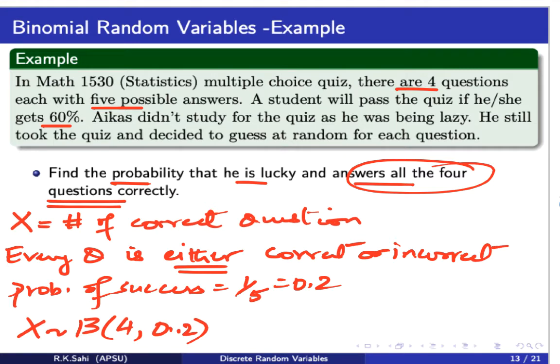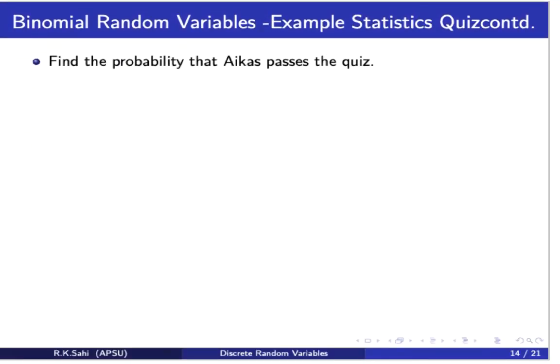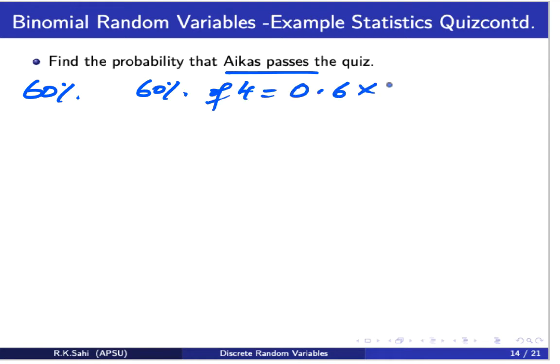Now let's move to the next part. It says find the probability that ACUS will pass the quiz. And according to the question, you pass the quiz when you get a 60%. So what is 60% of 4? Which is 0.6 times 4, which is 2.4. Now remember, your questions can't be a 2.4.